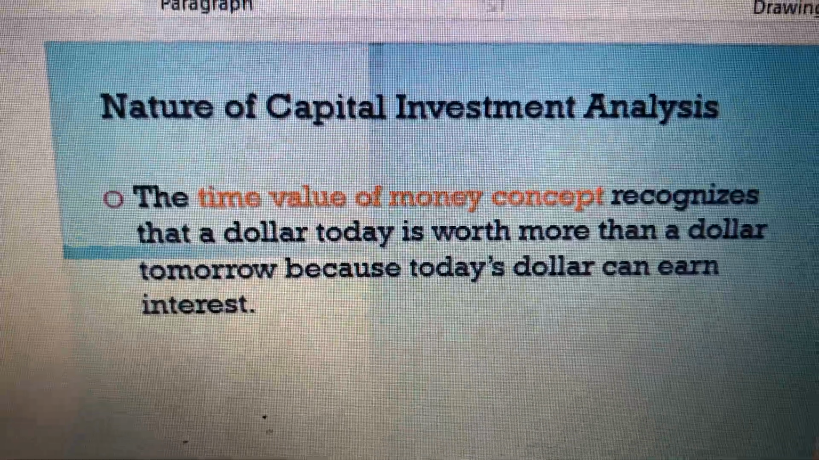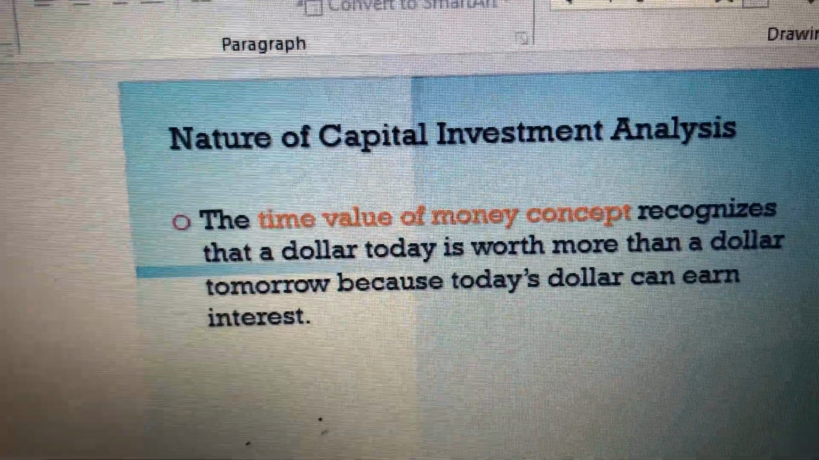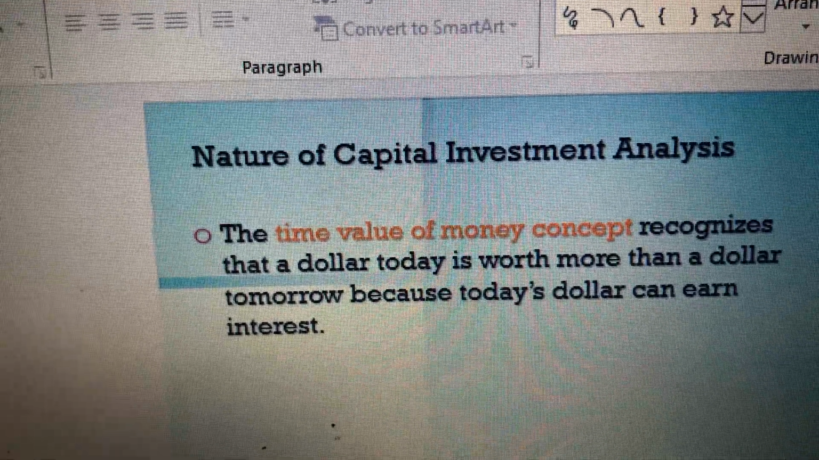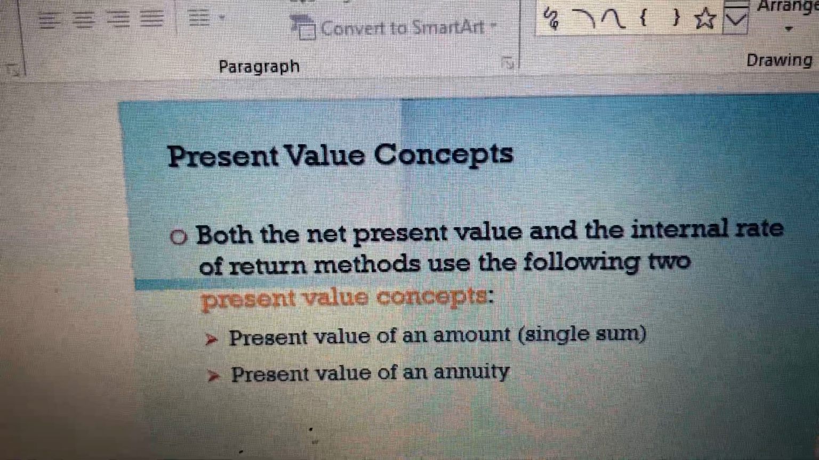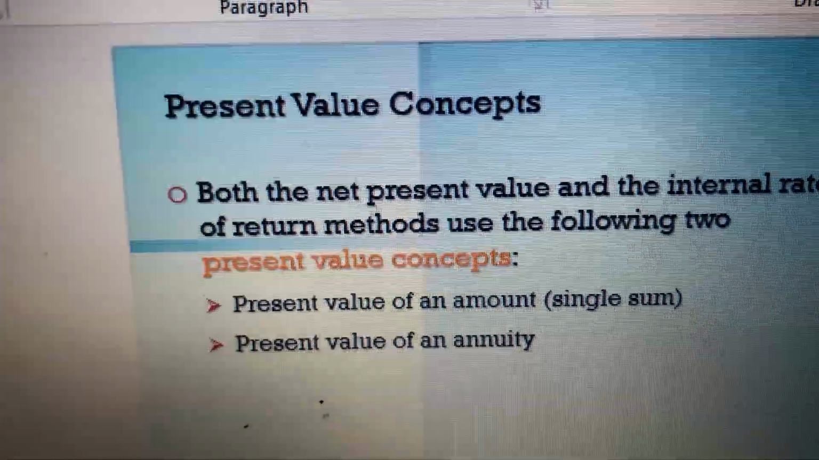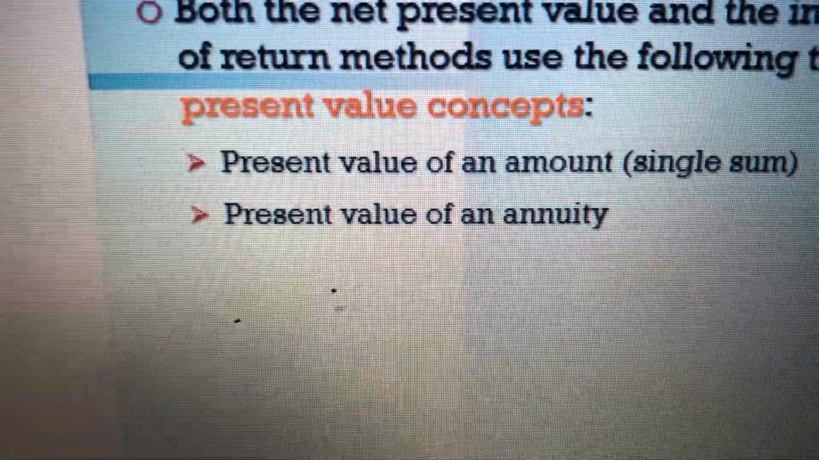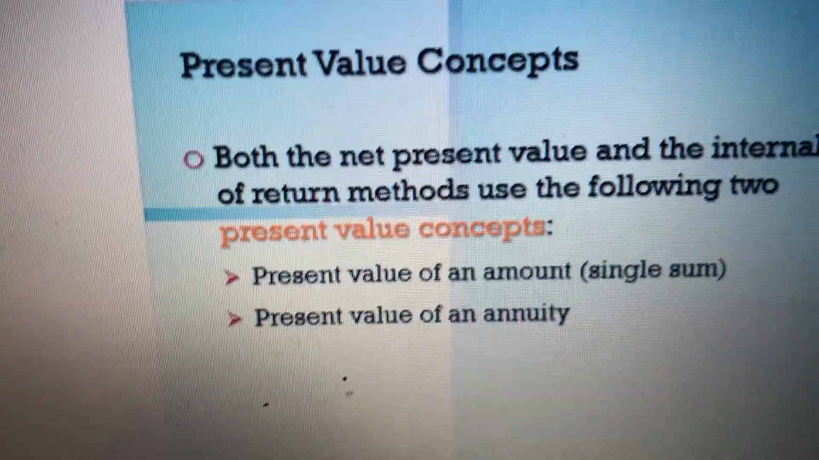Remember the time value of money. $1 is worth more today than tomorrow because you can invest it. And present value concepts, there's a single sum, there's also an annuity here. Okay, annuity is what we're focusing in on, which is a series of payments that are equal.